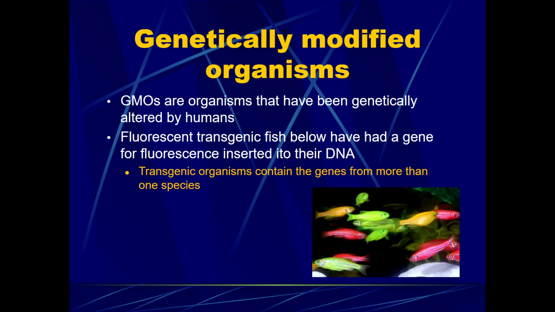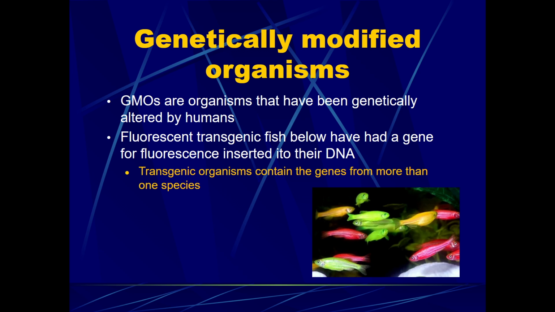All right, genetically modified organisms. They're pretty interesting. GMOs are organisms that have been genetically altered by humans. We do this all the time. Agribusiness uses GMOs, and fluorescent transgenic fish is an example of scientists using genetically modified organisms to study whether or not they were successful in transferring a gene to these fish. They basically linked the glowing feature to another gene they were trying to transfer to these fish. So if the fish glowed, they knew that they had transferred the other gene that they linked to the glowing.